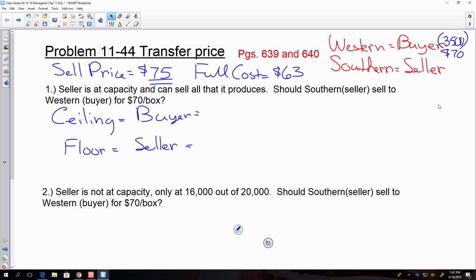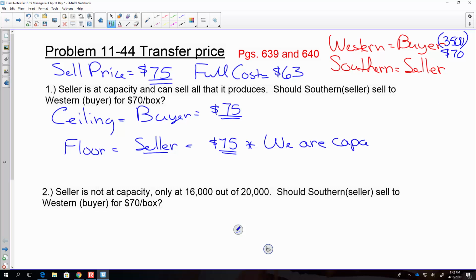So the ceiling price is $70, because that's what they're looking to buy it for. The seller, though, is also going to be, well, actually, I'm sorry, it's not 70, it's 75. They're currently paying 75. They'd like it for 70. However, the seller's also at the same price, 75. And the reason this is at 75 is, remember, we are at capacity, and they can sell all units produced. And that's what capacity means. They're at capacity. They can sell all the units that they make.